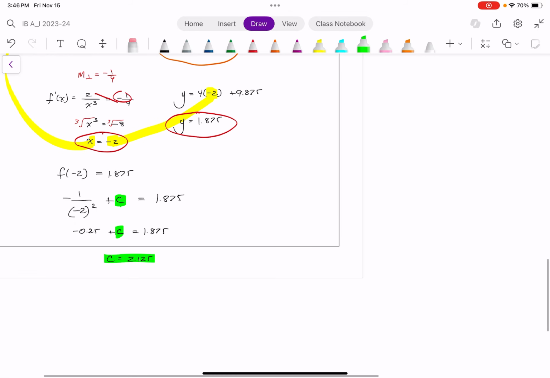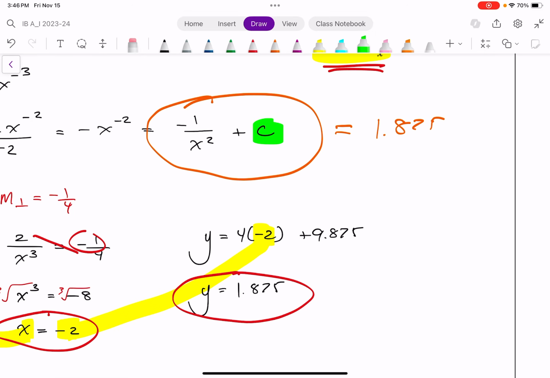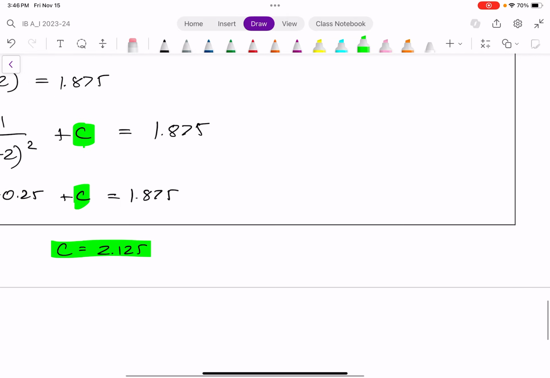And so I can now answer the question, because the question is, what's my function f? And so if I look back up here, I now know what my constant is. Instead of -1 over x squared plus c, it's -1 over x squared plus 2.125. So let me just formalize that here. Therefore, f of x equals -1 over x squared plus 2.125.